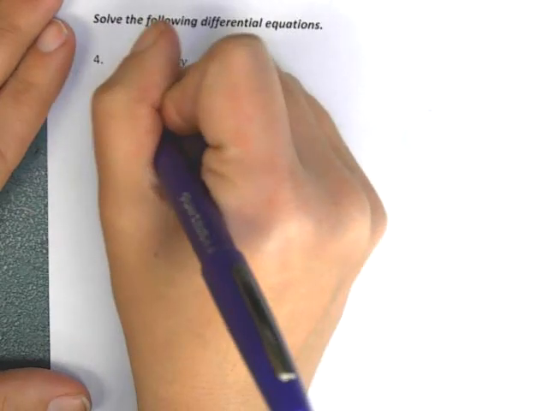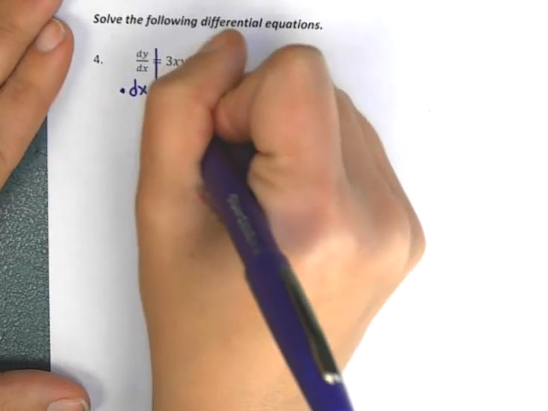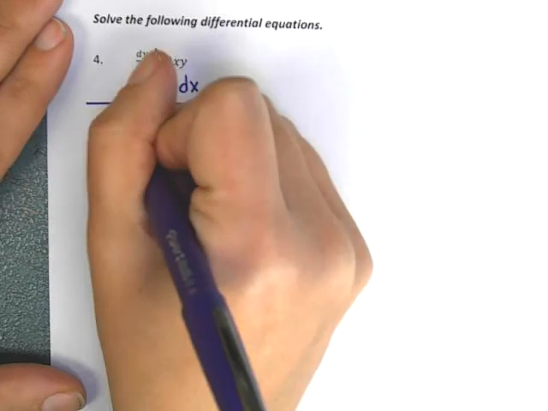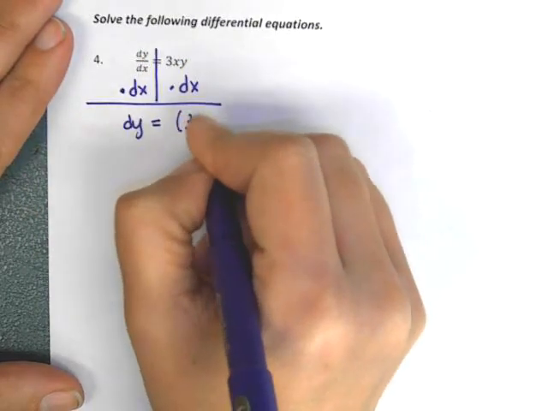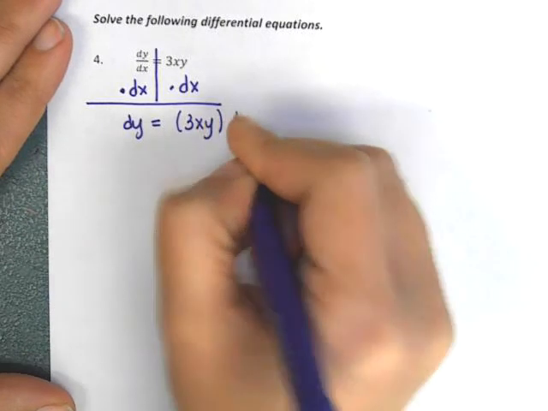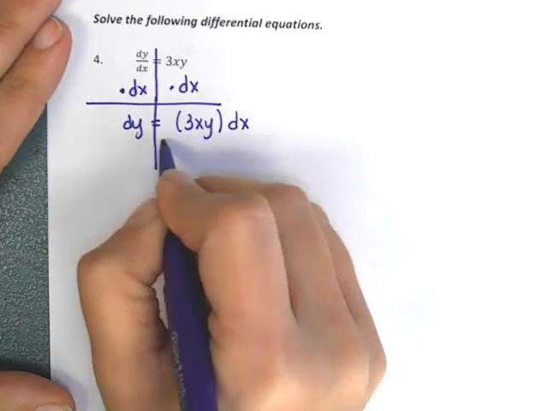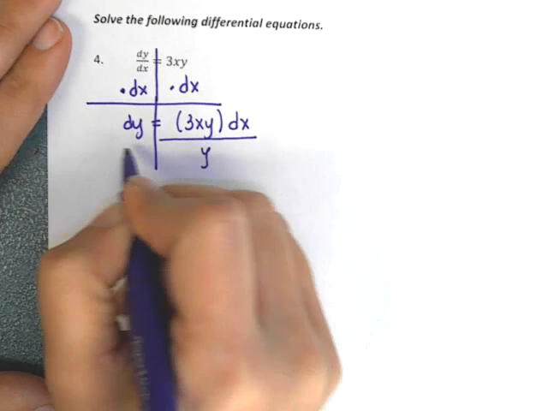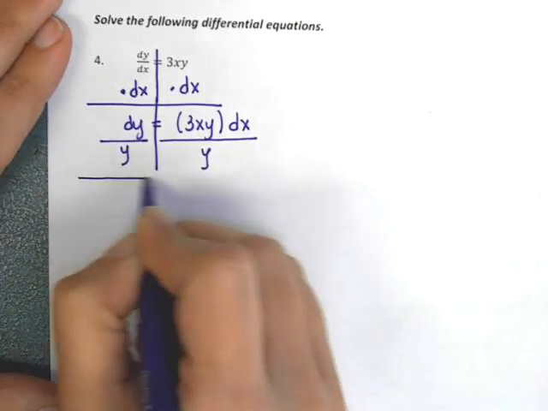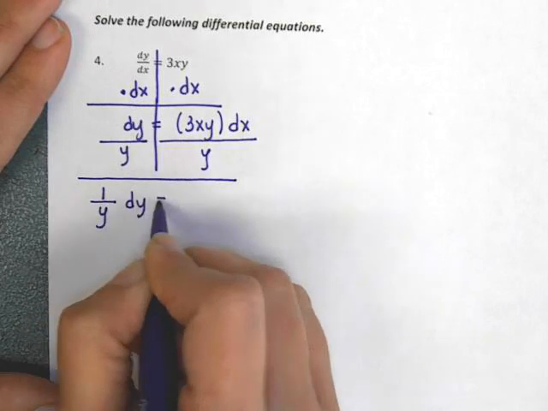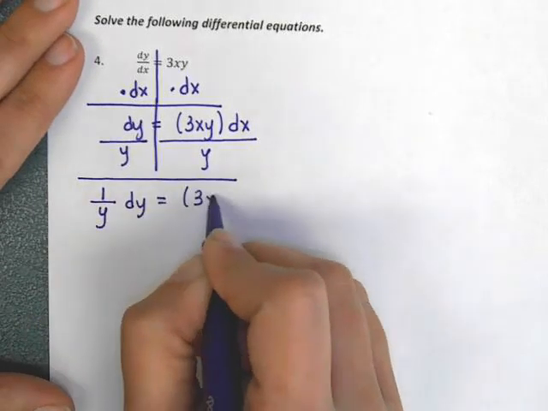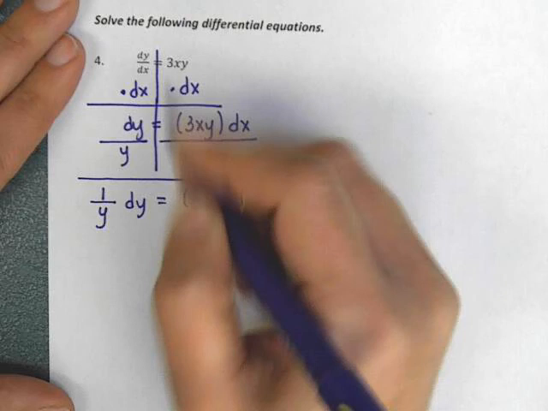So we're going to go ahead and multiply by dx, just like we did before. And that's going to give me dy equals 3xy times dx. Then we're going to divide by y. So we're going to have 1 over y times dy equals 3x times dx.